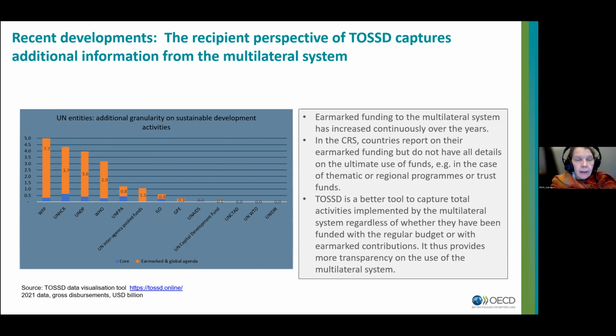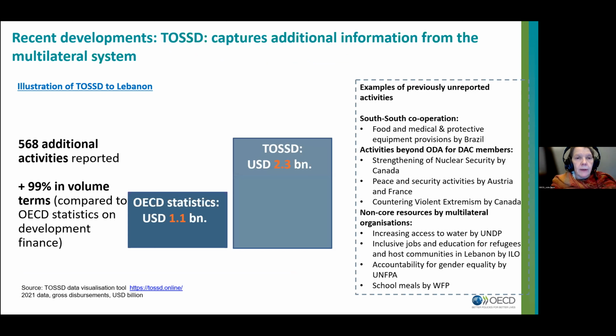And then I think there's this last slide, which gives an example of how this looks when you look at the picture of development finance at the country level. So this is an example of Lebanon, and it shows how the TOSSD framework today can capture additional activities which are not shown in as detailed a fashion in the CRS system today. So I think that is our slides.